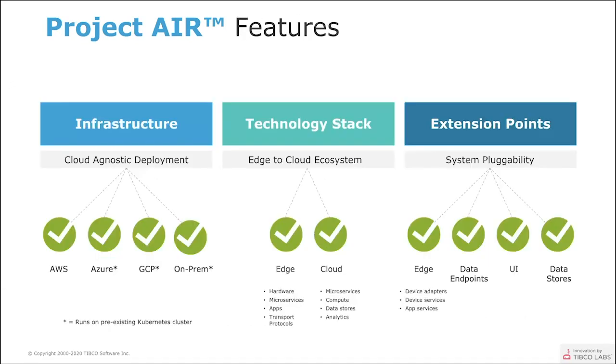Some of the features that AIR has, from the infrastructure level, is that it is cloud agnostic or data center agnostic, where you can decide which framework you're going to use or which cloud provider you're going to use, because we run on top of Kubernetes. So as long as you have a Kubernetes cluster, AIR should be ready to run on top of it. Then you have the technology stack from the edge, including hardware, microservices, and all the different transport protocols, some of which we provide out of the box.